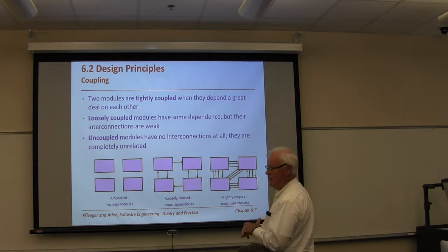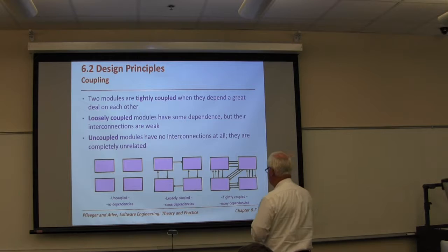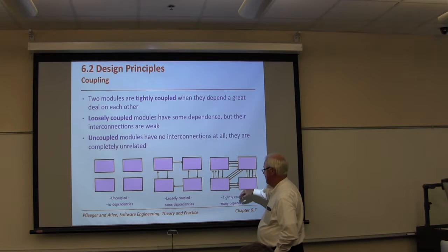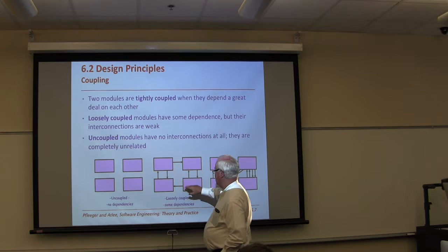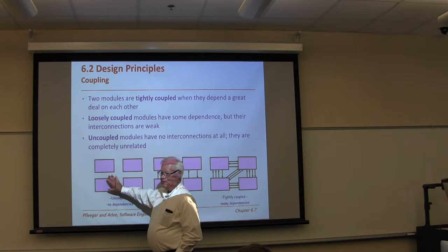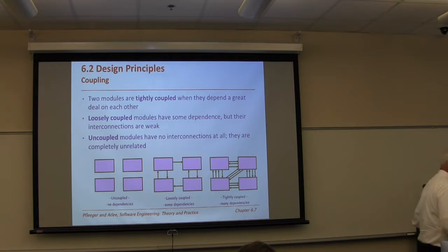Uncoupled modules are modules that have nothing to do with each other. So when you look here, here's a tightly coupled set of modules, right? Lots of things are happening between them. Here are some that are loosely coupled, meaning one function is going across here, one's coming back. And here are some that have nothing in common. So that's all that coupling really means.